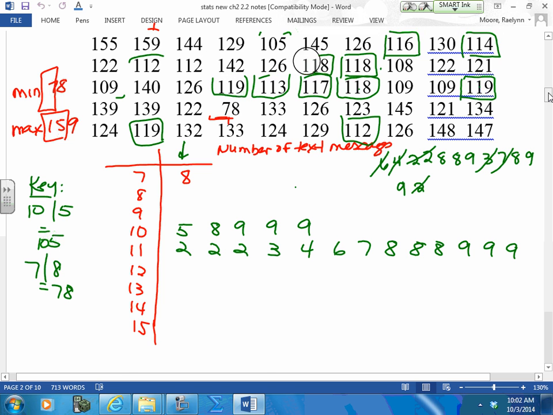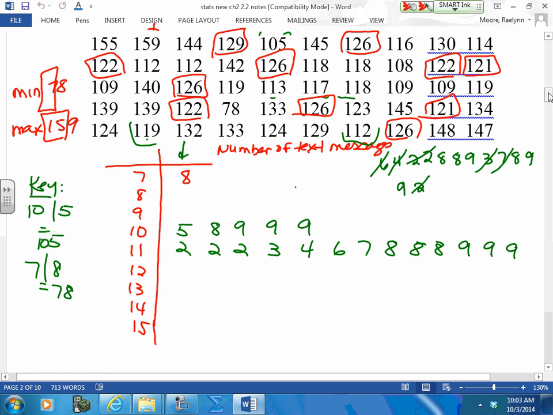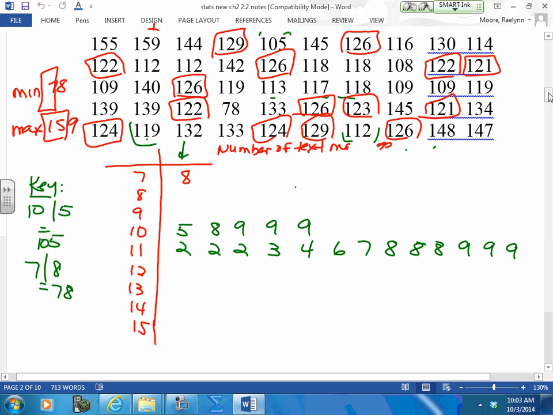Okay, next one. This is the most important part, catching all your stems. Now I want anything that has 120 something. 129, 126, I think there's a lot of 120s. 122, 126, 123. Oh, thank you. Get them all? Anybody see any other 120s? All right, write down all your leaves. Just take them off and write down your leaves and make sure you have them all accounted for.